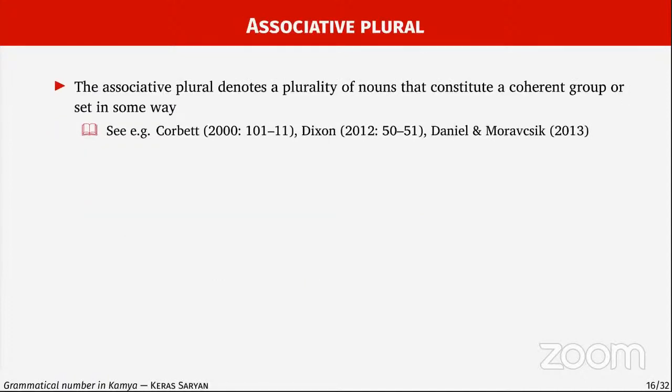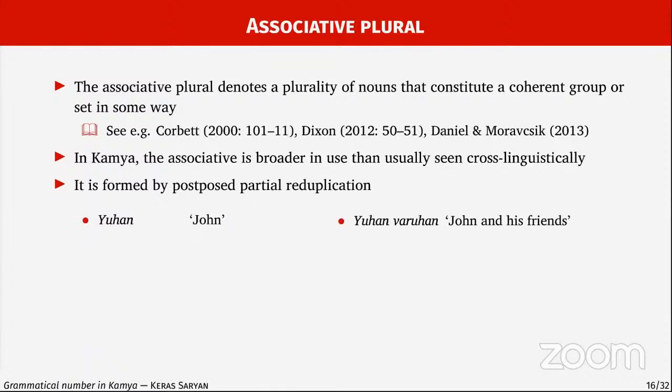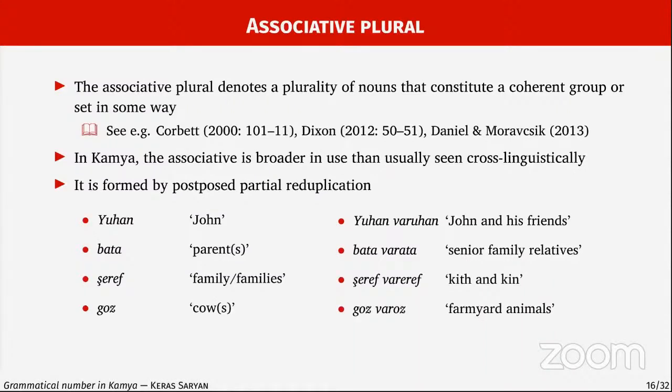And then there's also an associative plural, which marks a plurality of nouns as constituting some sort of coherent group or set. And in Kamya, this is broader than is usually seen in other languages, and is formed by postposed partial reduplication. So if we have something like Johan, meaning John, then Johan Varuhan would be John and like his mates. And then Bata, parents, Bata Varata is just like senior family relatives. Then we have other examples here, Sheriff Vareref, Goz Varoz, Ruz Varuz.